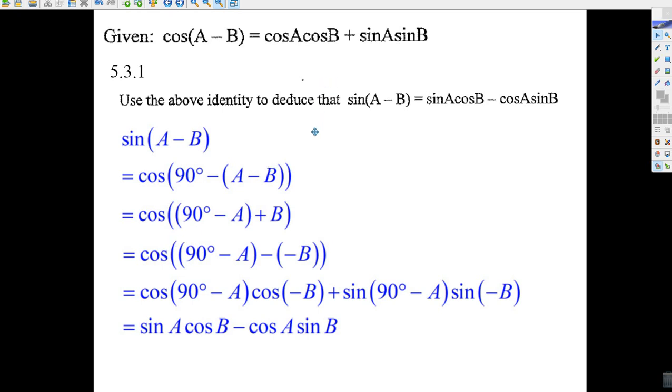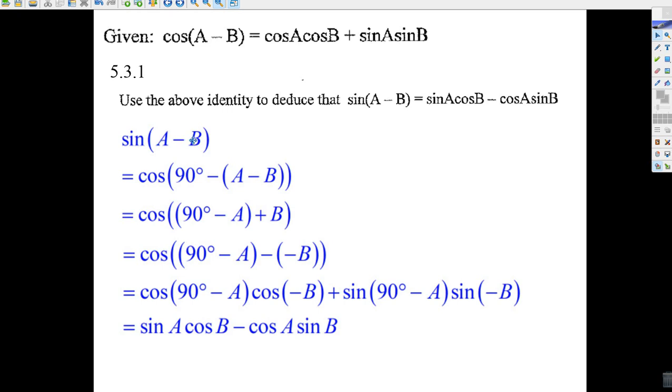Okay, let's try this question where we're supposed to use the cosine of the difference of two angles formula to deduce the other formula, sine of a minus b. It's not one of the standard ones in the textbook, so I'm not sure. I'm pretty sure this is right, but maybe there's a bit easier way to do it. This is how I did it.